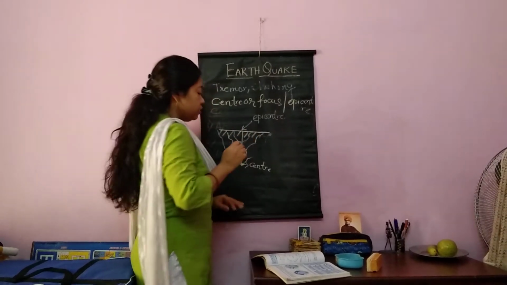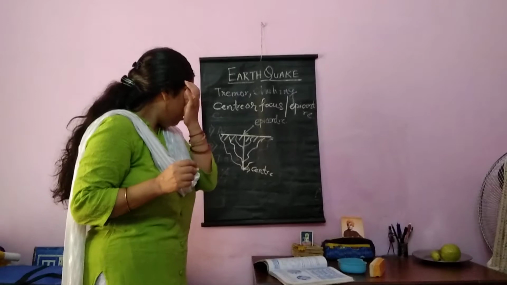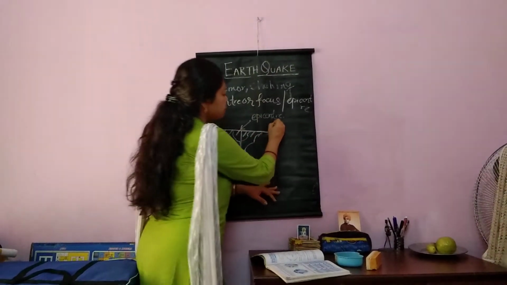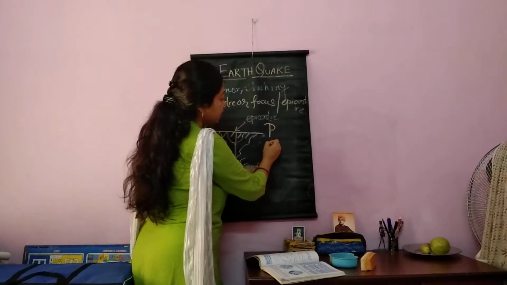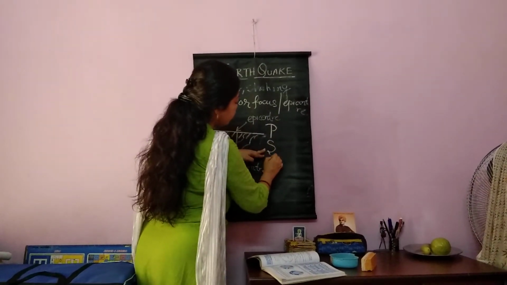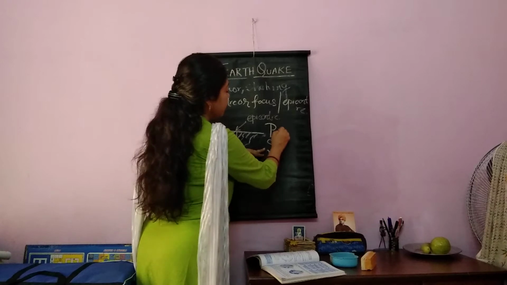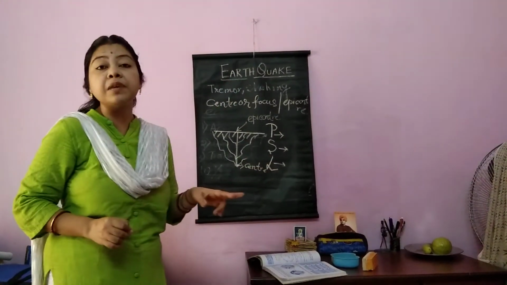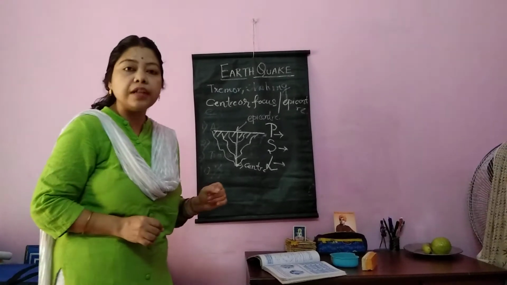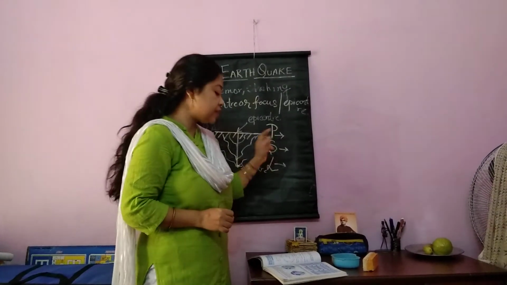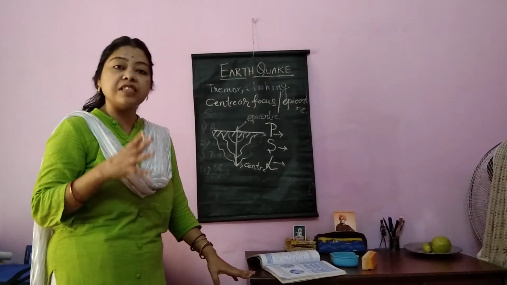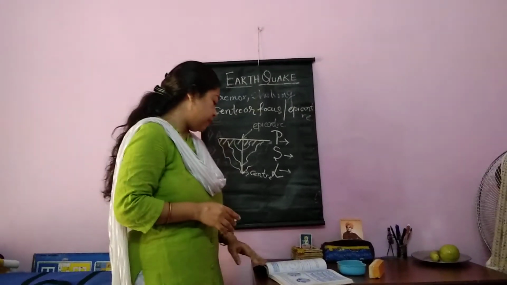Okay. So accordingly the earthquake waves are of three types. One is P wave, one is S wave, another is L wave. These are the three types of earthquake waves or seismic waves. They are also called seismic waves. So first is the primary wave. The wave that reaches the surface first is called primary wave.